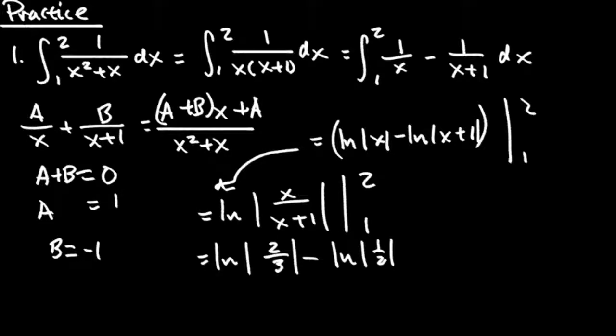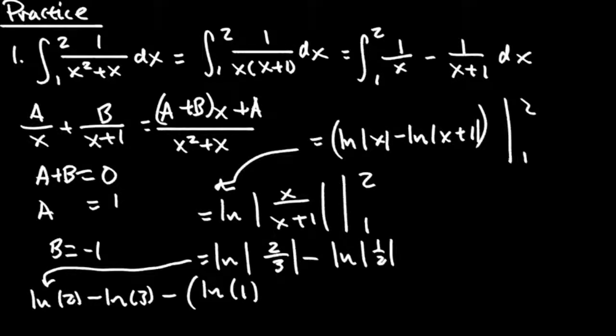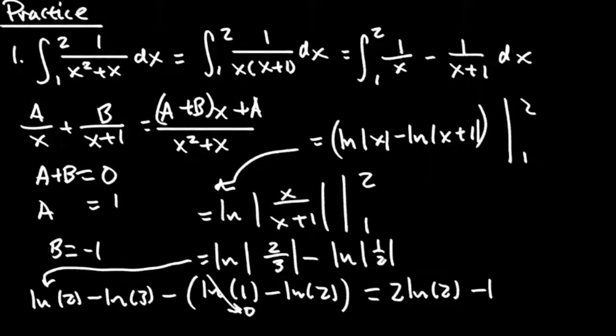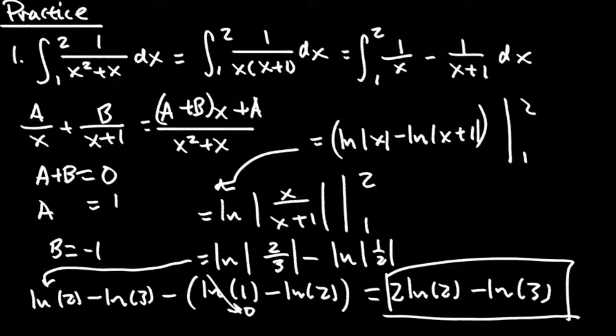Actually, something interesting looks like it might happen there, so let's just look at the algebra of it. ln of 2 minus ln of 3 minus ln of 1 minus ln of 2. Okay, so let's see, we got a plus ln of 2 here, and then ln of 2 there. So we get 2 ln of 2 minus ln of 3. And this is the simplest form that you can get it into. So know your logarithm rules. That'll help significantly.